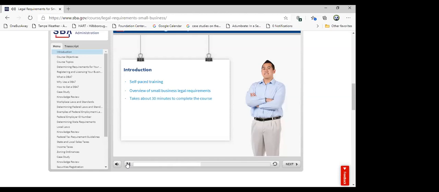Additional time may be needed to review included resource materials and to complete the next steps suggested at the end of the course. Audio is used throughout the training, so please adjust your speaker volume accordingly. A transcript and keyboard shortcuts are available to assist further with user accessibility. When you complete the course, you will have the option of receiving a course completion confirmation from the SBA.